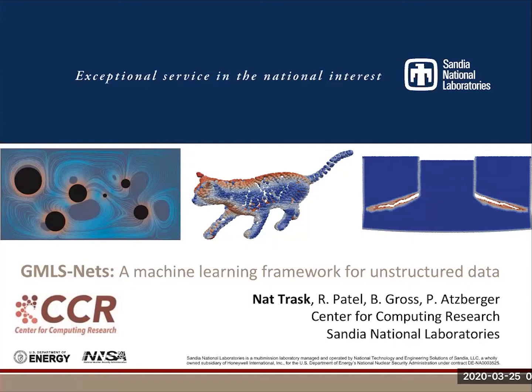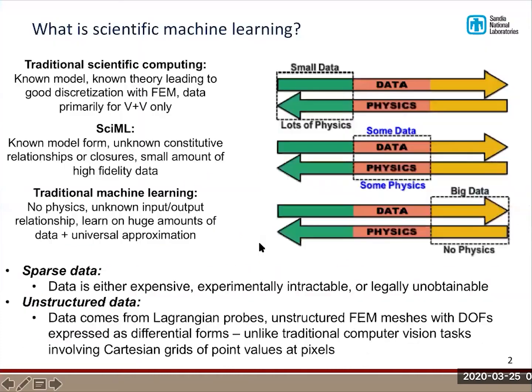Our next speaker is Nathaniel Trask from the Center for Computing Research at Sandia National Labs. He will be talking about generalized moving least squares nets, which is a physics-informed deep learning method using unstructured data. Thank you. Okay. Thanks, Harry, for the introduction and the invitation. So I'll get started here.